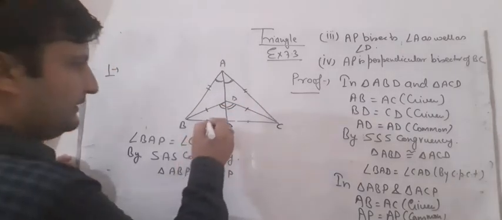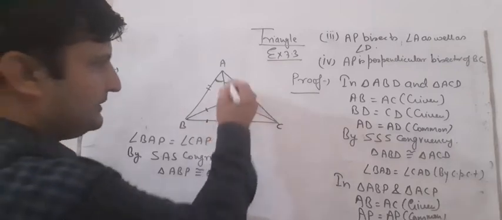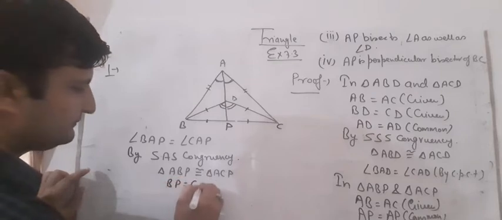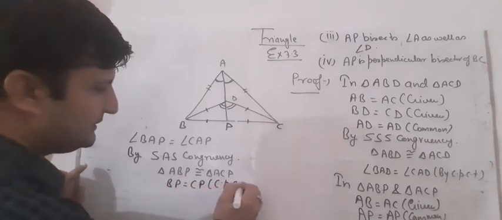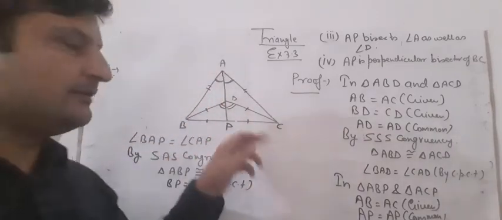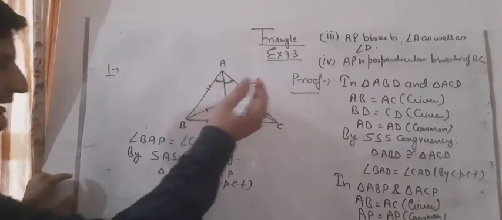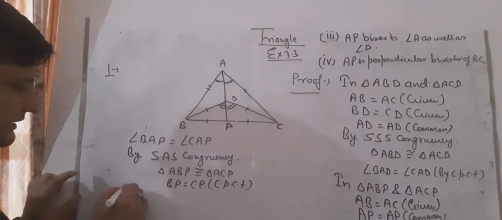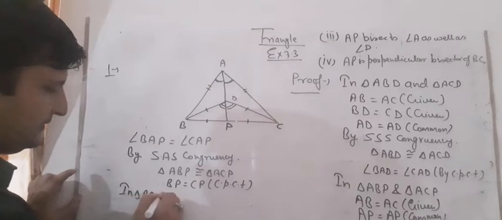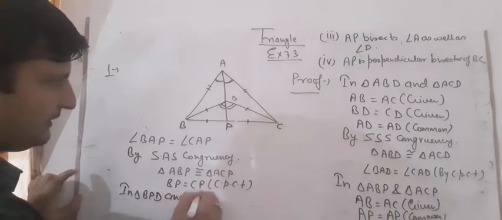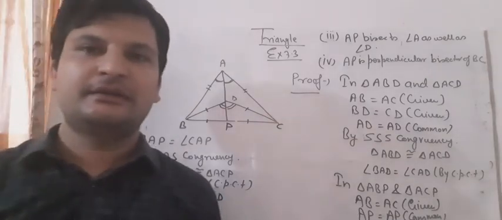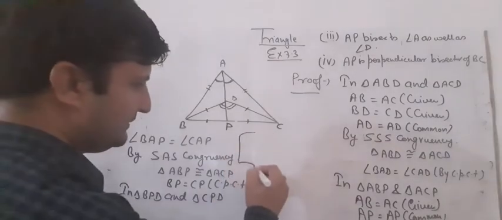So first we will write that we have proved that triangle ABP is congruent to triangle ACP. It means BP is equal to CP, we can say that by CPCT. Because these two triangles are congruent to each other, it means the sides are also equal. So we can write in triangle BPD and triangle CPD. We are taking two triangles, triangle BPD and triangle CPD.